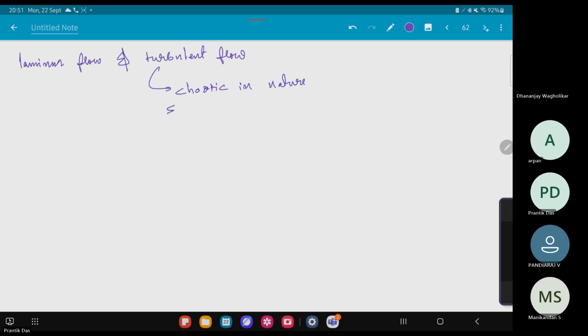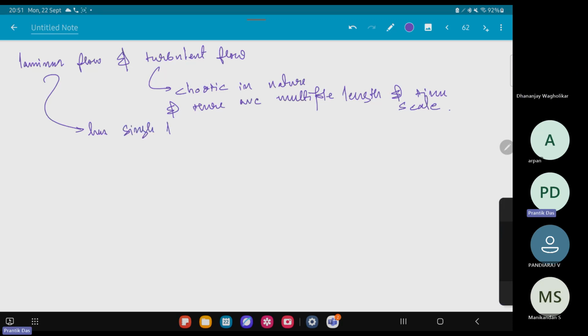One of the primary signatures of turbulent flow is that it is chaotic in nature and there are multiple length and time scales. Whereas laminar flow has a single length and time scale, and is not chaotic in nature. Even so, we call turbulent flow chaotic in nature.